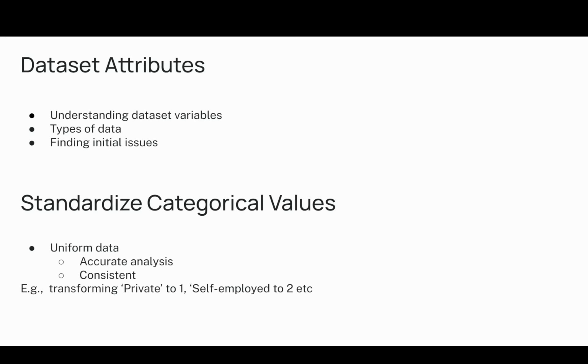This step is crucial for understanding the variables within our dataset, their data types, and for detecting any initial issues or inconsistencies. Next, we can focus on standardizing categorical values. Ensuring uniformity in categorical features eliminates inconsistencies in data entries, which is critical for accurate statistical analysis.